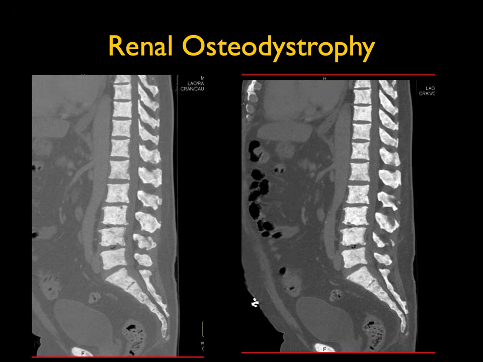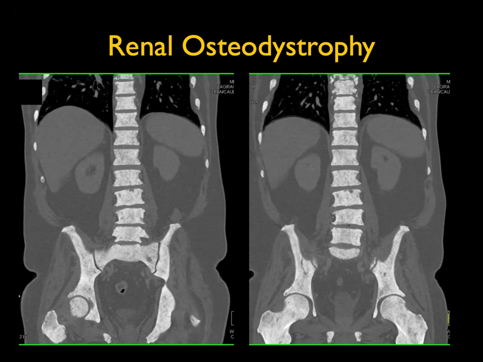Look at this case. Look at the spine. Every vertebral body and the sacrum are all involved. Diffuse sclerosis. This is not blastic metastasis. You also see the iliac bones and femurs are involved. This is a very classic appearance of renal osteodystrophy.